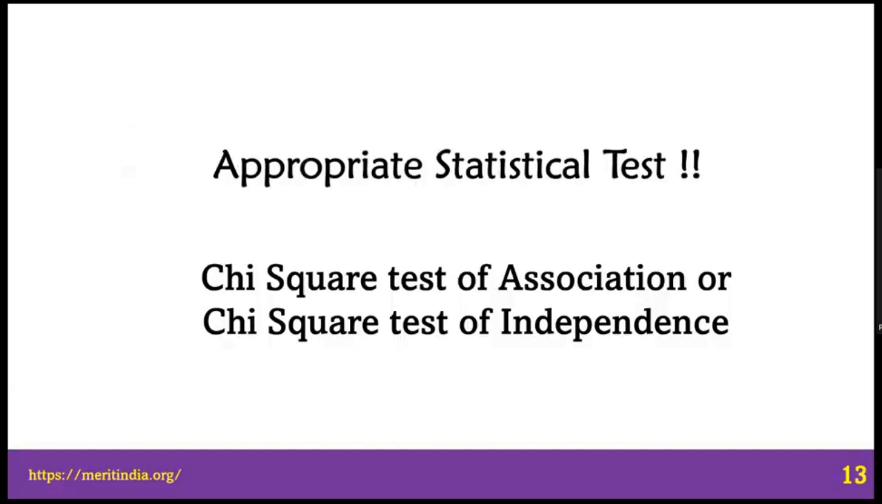So the appropriate statistical test for such a research question is the chi-square test of association, which is also known as the chi-square test of independence. We call it the chi-square test of independence because in the null hypothesis, we say that the 2 variables are independent of each other. So if we refute this, we say that there is association. Both of these are opposite to each other. That's why we have got 2 names for this test: the chi-square test of association or the chi-square test of independence.